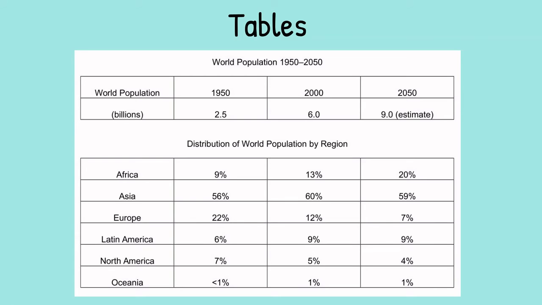In the rows and columns, the world is divided into continents like Africa, Asia, etc. and data is given for 3 specific years: 1950, 2000 and projected data for 2050. In the first table, the units of measurement are billions of people, and in the second table, percentages of the total world population are used.